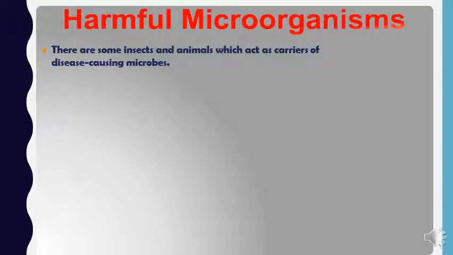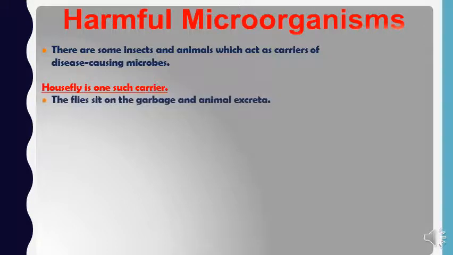Now there are some insects and animals which act as carriers of disease-causing microbes or pathogens. The housefly is one such carrier, a very common insect that you might have seen anywhere. The flies sit on garbage and animal excreta. Then the pathogens will be sticking to their bodies.